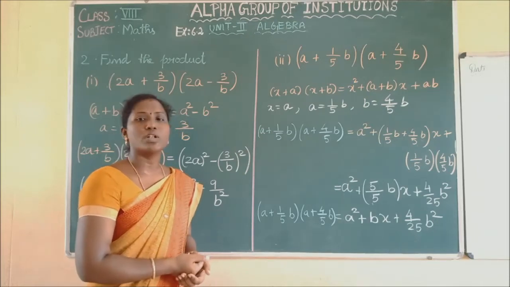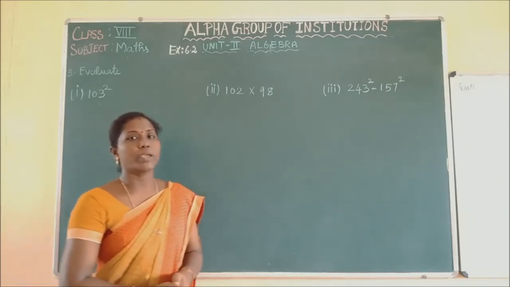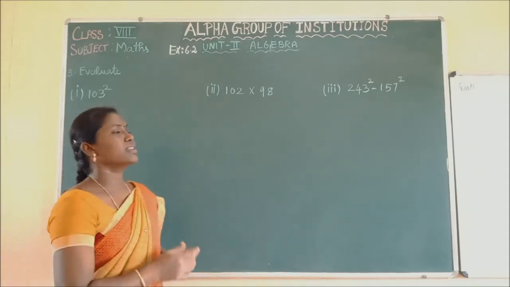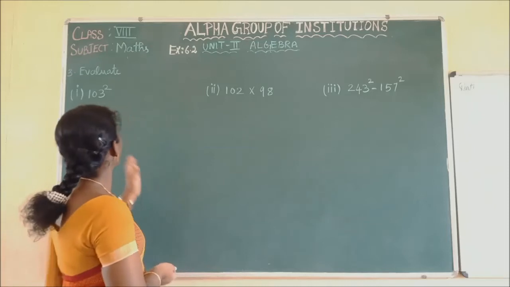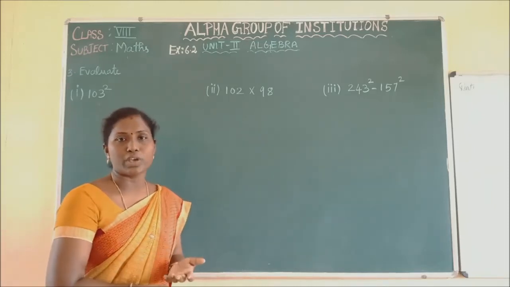Okay, so now we will solve the next problem. This is the third problem. Here we are having only numbers, isn't it? For 103 square we have to find the answer. We know how to find the square of a number.